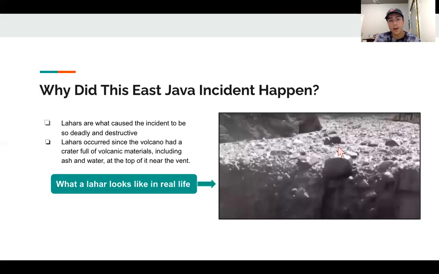So I explained kind of why the East Java incident happened and how volcanoes formed, but why was it so bad? The lahars were what caused the incident to be so deadly and destructive. Lahars occurred because the volcano's crater was full of volcanic material already. So once it exploded, the ash and water near the top of the vent spewed out, like I explained earlier. And this picture is just what lahar looks like. As you can see, it's moving fast. And you can see that it doesn't look like a regular magma flow, and it doesn't look like a landslide. It's a thing of its own.